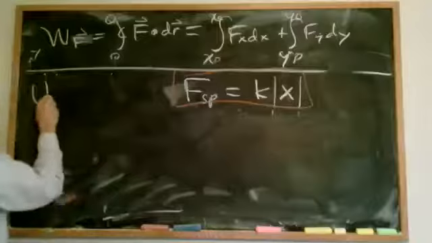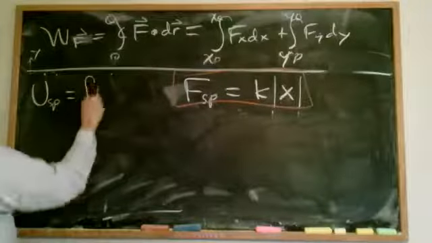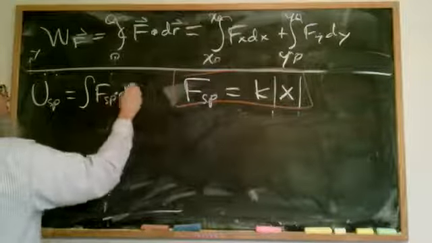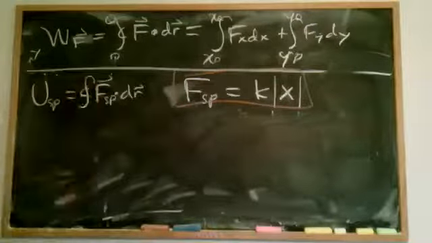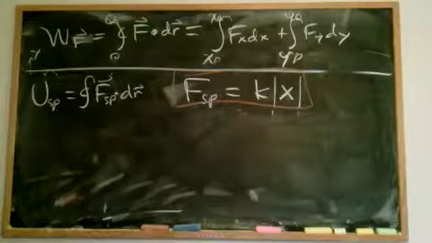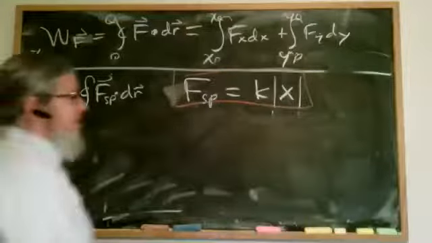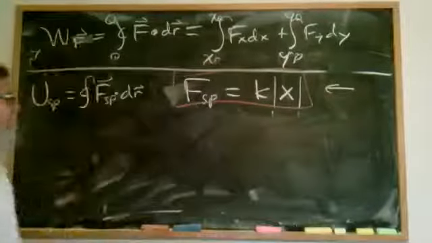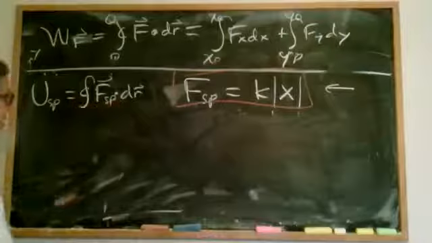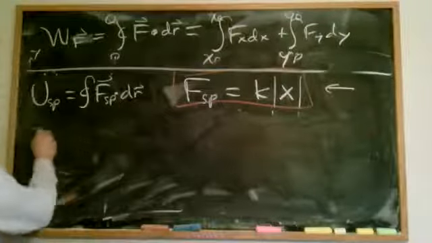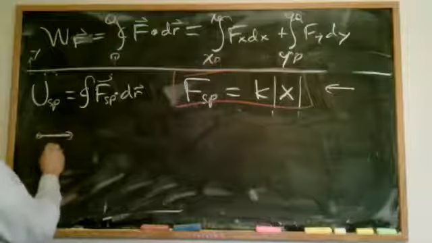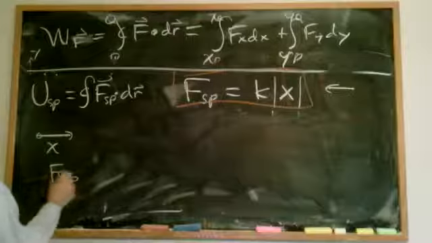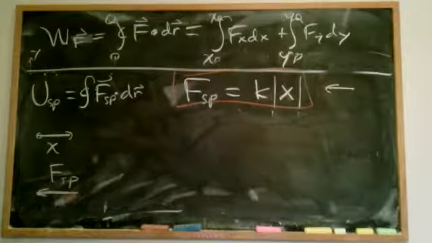Well, the potential energy associated with the spring force is just equal to the integral of the spring force dotted with displacement on a path. The happy news is that this is a force applied in a particular direction, so I can figure out the dot product between the force and the displacement. If I have a displacement x in the positive direction, the spring force is applied in the negative direction.